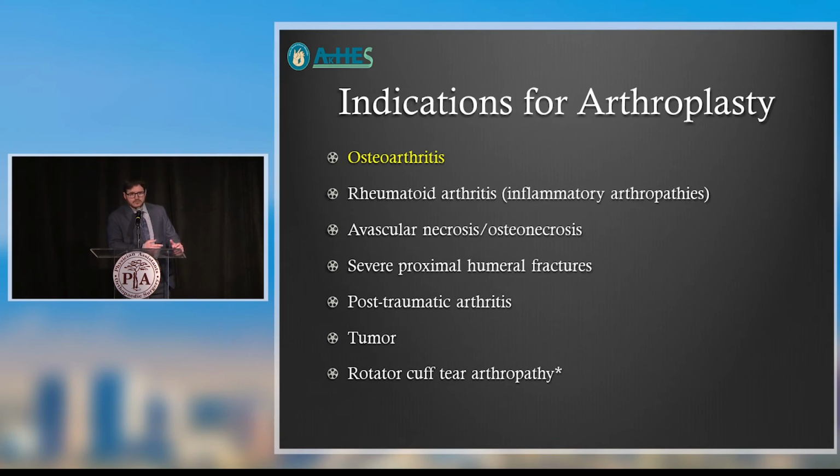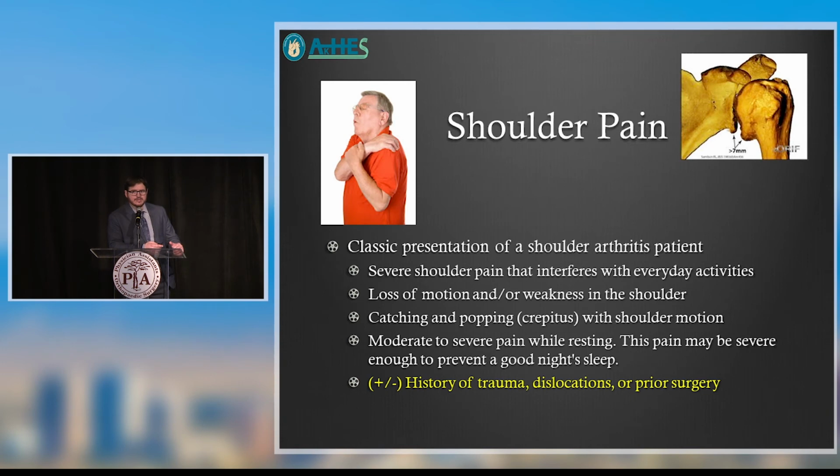Shoulder pain, we all, for the most part, know how that presents. Pain could be an ache, a lot of crepitus, can be severe pain with daily activities, loss of range of motion, especially if you get large osteophytes that are becoming a mechanical block. Sometimes there could be a history of trauma or dislocations or other prior surgeries.